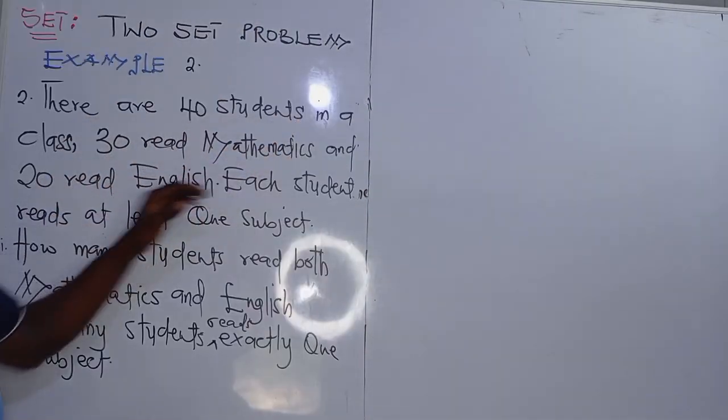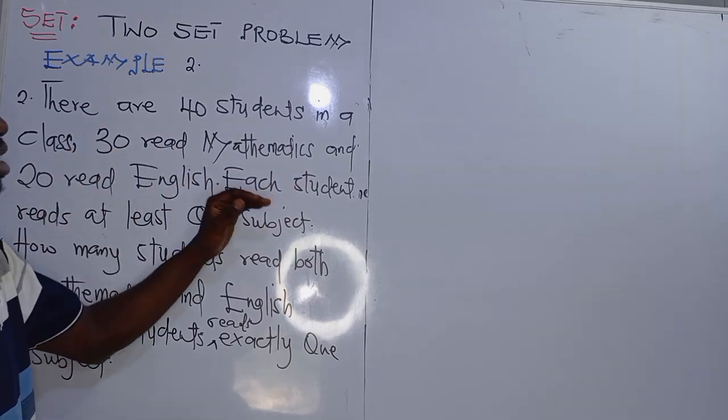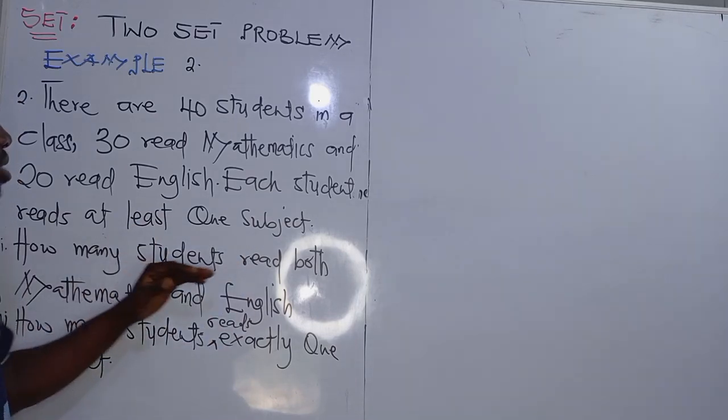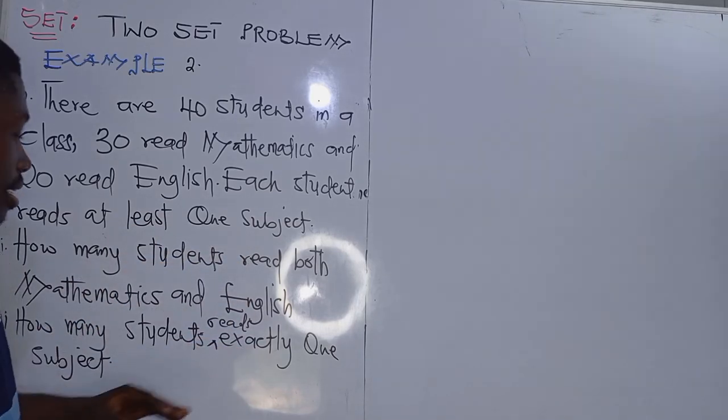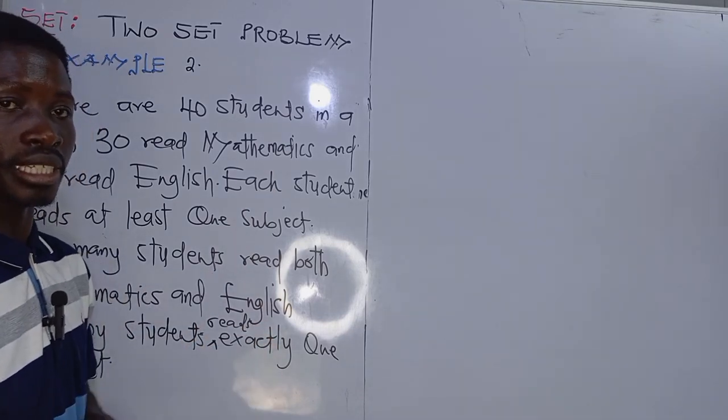There are 40 students in a class, 30 read mathematics and 20 read English. Each student reads at least one subject. How many students read both mathematics and English? And then how many students read exactly one subject?